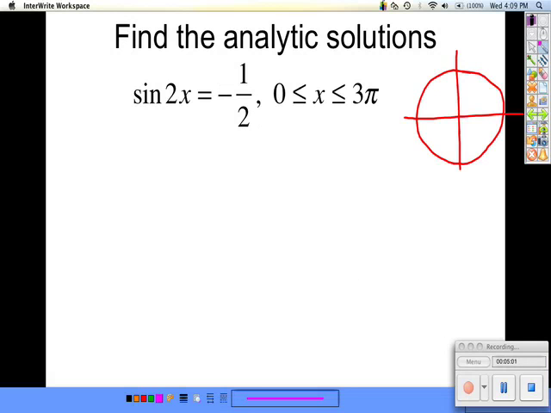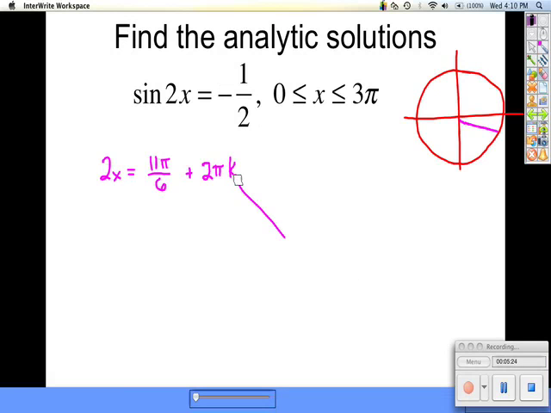So 2x is equal to 11 pi over 6. But then it's also equal to multiples of 2 pi, because that would give us coterminal angles, that is, angles in the same position but just spun around the circle more times. Or there's another angle in the third quadrant that has negative 1/2 as its sine. So I could also say that 2x equals 7 pi over 6 plus multiples of 2 pi.